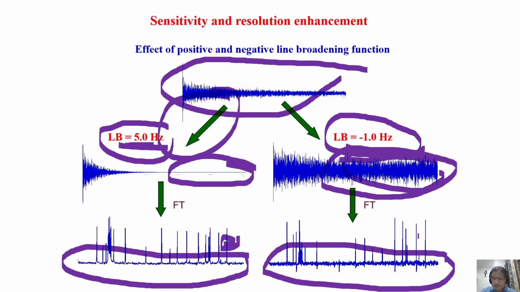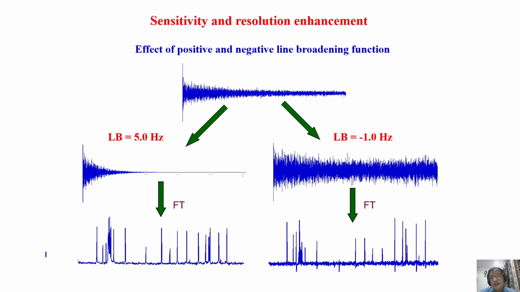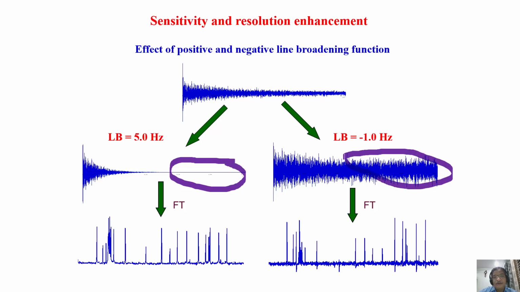The signal to noise ratio is reduced here. But as a benefit, your line width will decrease quite a bit. Your resolution has improved. That is an advantage. So you have to understand what you require. Whether you want signal to noise ratio like this, by reducing the noise part of the FID, or you want a better resolution by increasing the noise part of the FID.